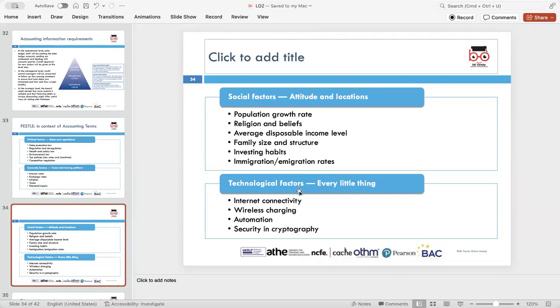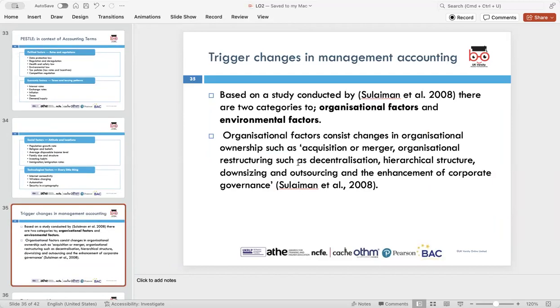Technological factors: internet connectivity, wireless charging, automation, security and cryptography. Triggers of change in management accounting, according to Sulaiman, lie within the realm of organizational factors. There exist two main groups: aspects related to the environment, and organizational factors. Changes in organizational ownership, such as acquisitions or mergers, are examples of organizational factors.